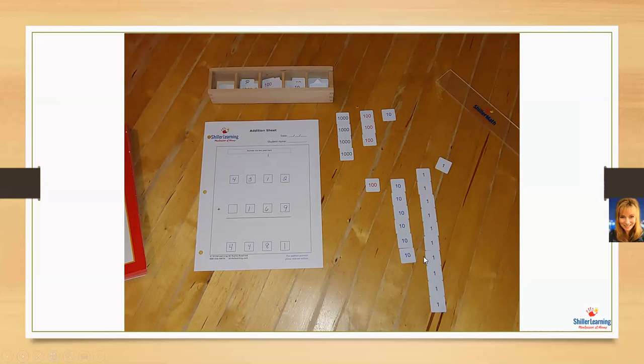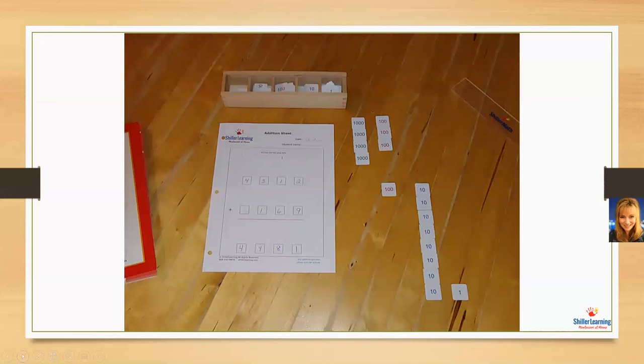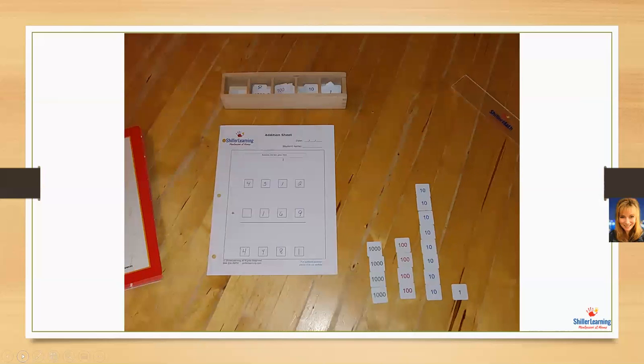And then again, just like before, combining our ones column and seeing that, okay, I've got a group of 10 and a group of 1. So I'm going to exchange the 10 ones for a 10 tile. And then I'm going to bring down those tens, bring down those hundreds, bring down those thousands. Either way, then the notation is the same there on the paper.